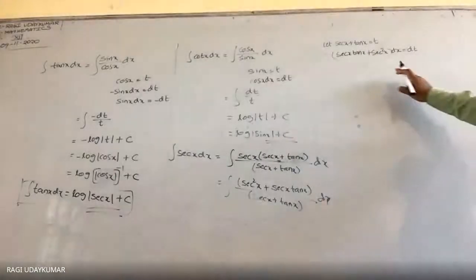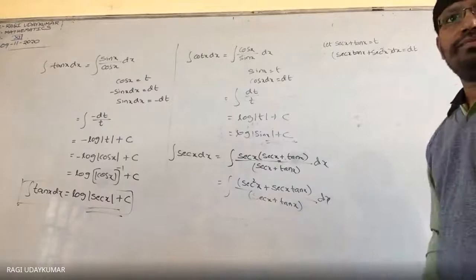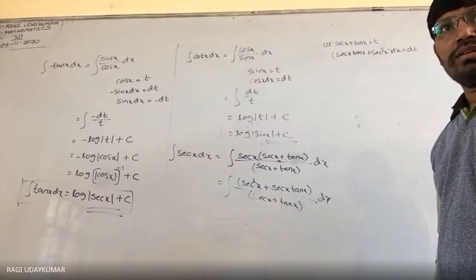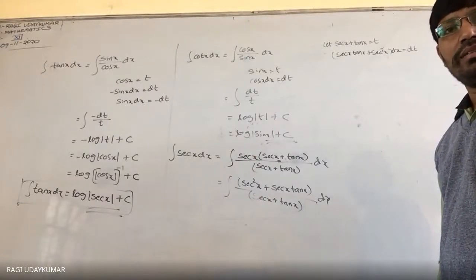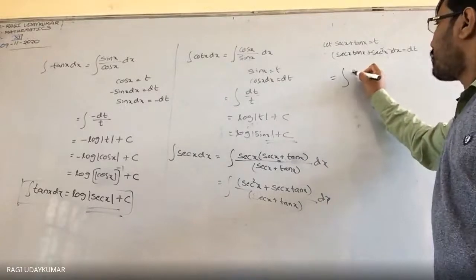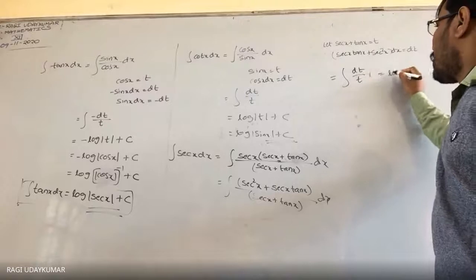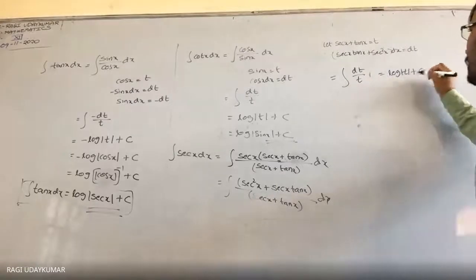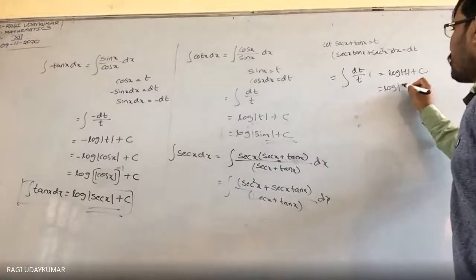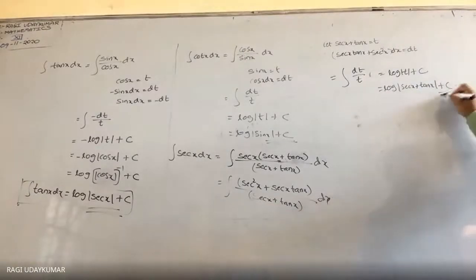So here the numerator, whatever you are getting, that you are getting here. Okay, can you hear me properly? Yes, sir. So this can be written as integration of dt by t. So this is equal to logarithm of mod t plus c, which is equal to logarithm of modulus secant x plus tan x plus c.